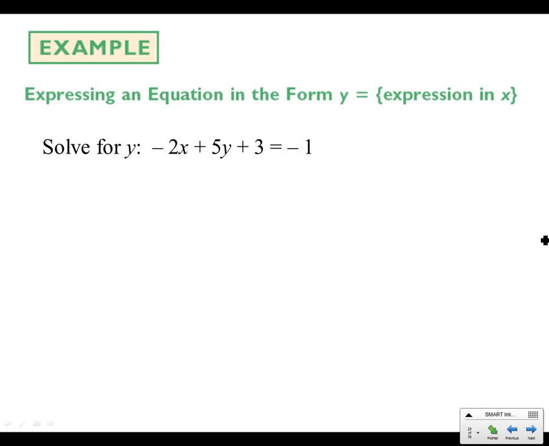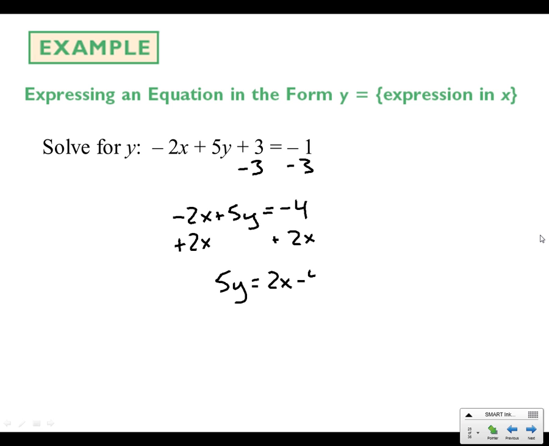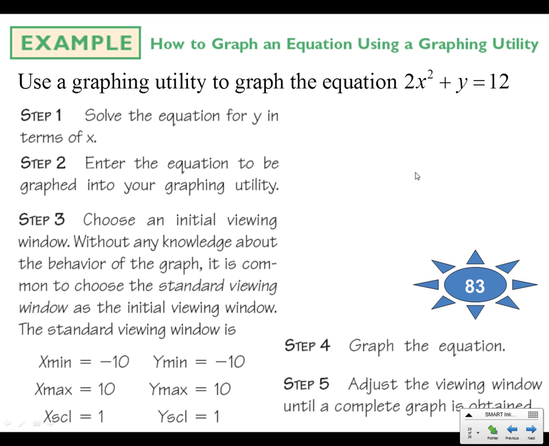Let's rewrite this so that y is by itself. We would minus 3 first, negative 2x plus 5y equals negative 4. We would add 2x and have 5y equals 2x minus 4. And then we divide by 5. Y equals 2x minus 4 over 5. All right, and that we can put into our graphing calculator and let it do the graphing work for us.